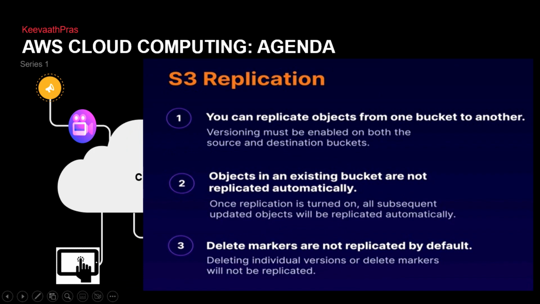So basically you can replicate objects from one bucket to another. As I said, versioning has to be enabled. The objects in the existing buckets are not replicated automatically, and if you have delete markers, the delete markers are not replicated by default. Deleting individual versions or delete markers will not be replicated. In the case of versioning, those things will not be replicated.